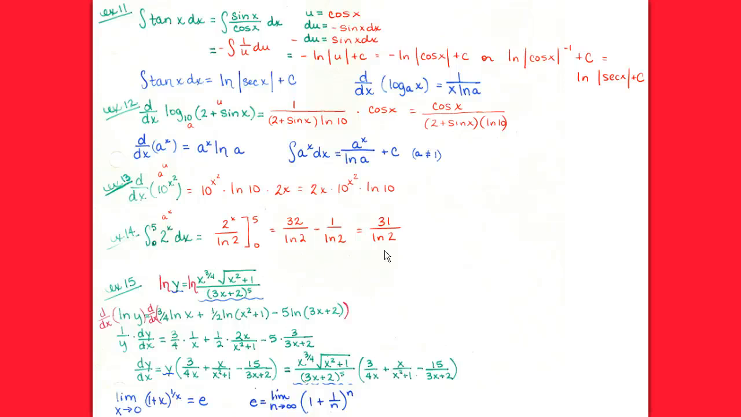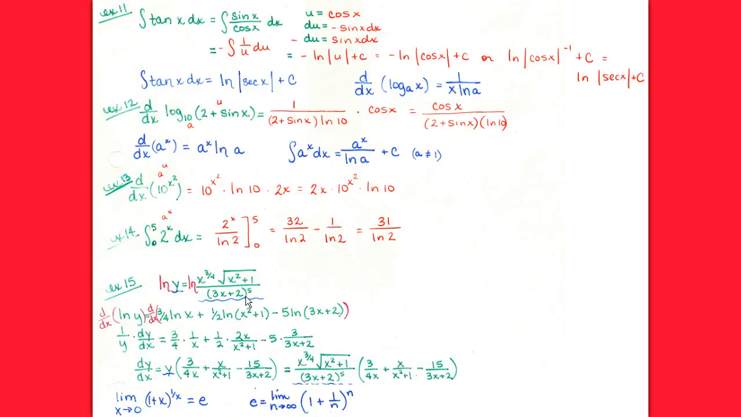All right, last thing that we want to look at, example 15, is logarithmic differentiation. For example 15, they ask me to take the derivative of what's in green right here: y equals x to the 3/4 times the square root of x squared plus 1, over (3x plus 2) to the 5th.